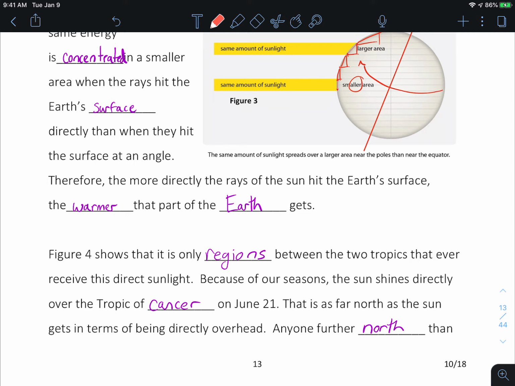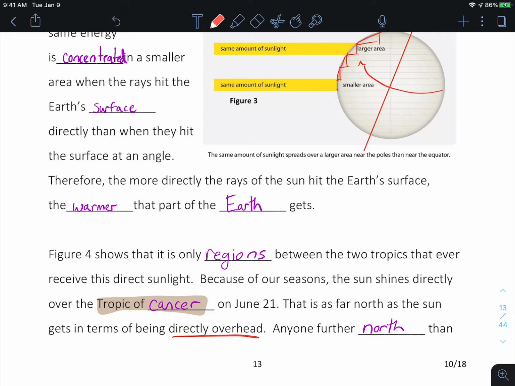Because of our seasons, the sun shines directly over the Tropic of Cancer on June 21st. That is as far north as the sun gets in terms of being directly overhead. This is terminology: the Tropic of Cancer is a certain latitude on our planet, this horizontal division, the northernmost point where the sun is directly overhead.